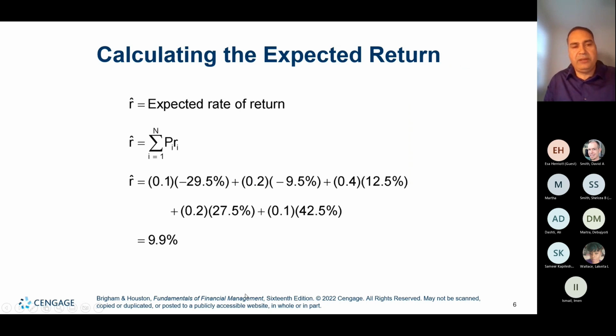And if you are somehow familiar with statistics or a little bit with finance, often we denote this expected return as the R cap, like here.